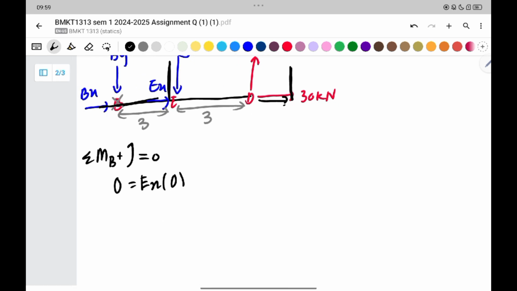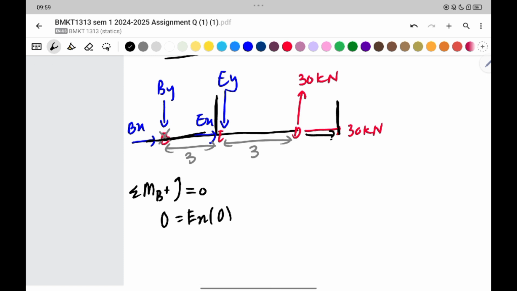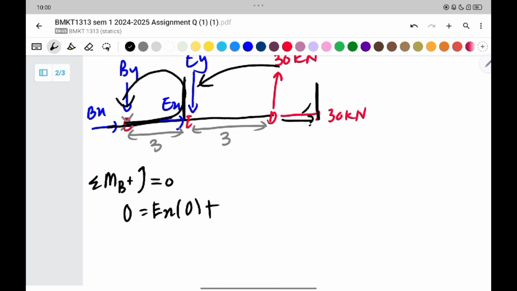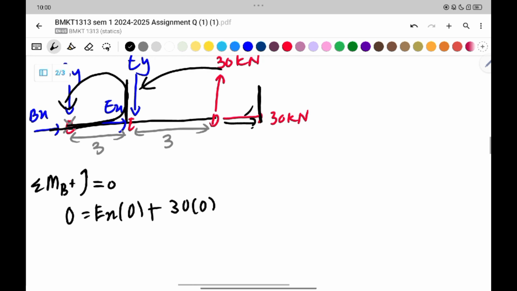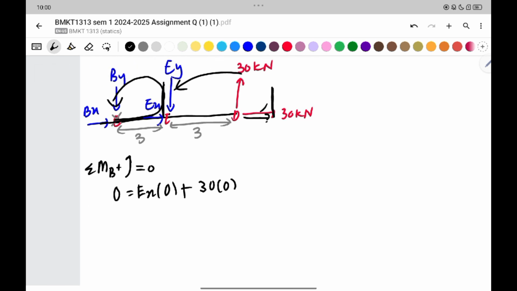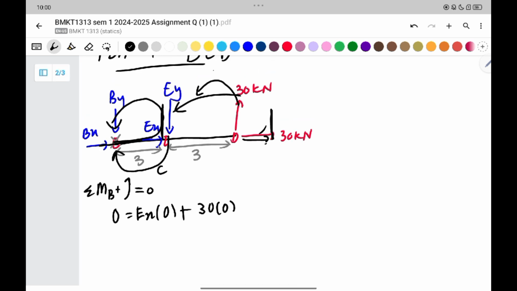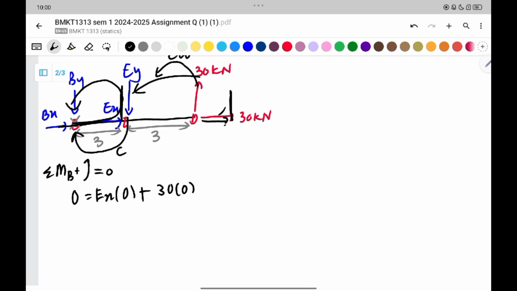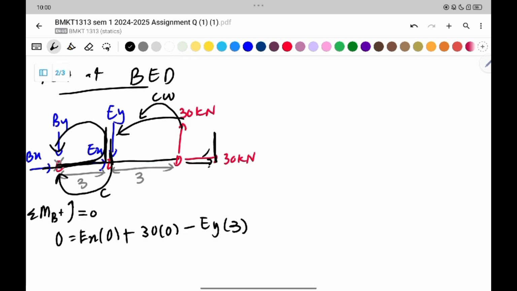Here, because it's acting here, if we rotate like this it is positive, and if we rotate like that it will be positive. And here, that is EY. EY is acting clockwise, but this one is acting counterclockwise. Thus, for EY, we will need to write it as negative 3 EY. The force is acting along the y-axis, so the value we need is the x-axis, so it's 3. Next is 30. It's acting along the y-axis, so the value we need is the x-axis. So the value will be 3 plus 3, and it's acting counterclockwise, so it will be positive.